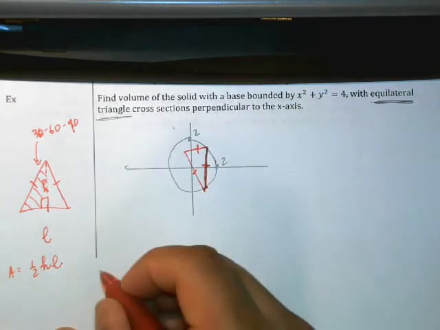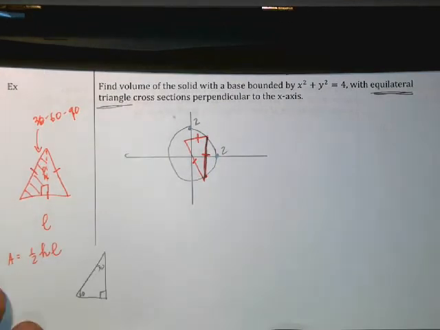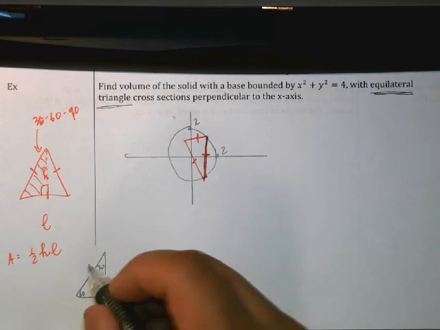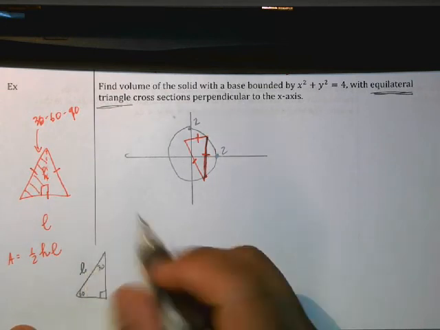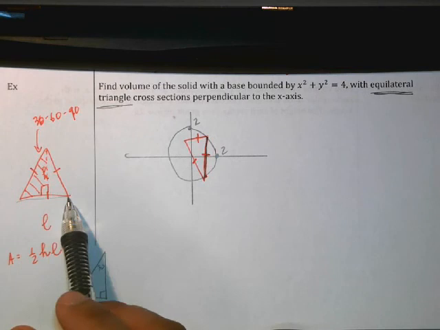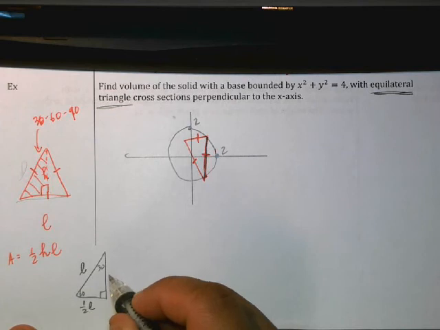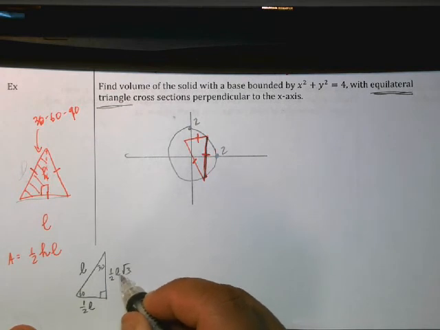Okay, so I need to draw a slightly different picture here. Okay. So we have a 30, 60, 90 triangle. This length we already know is L because it comes from the equilateral. So if this length is L, that hypotenuse is also L. That means this length is 1/2 L, and that means this length is 1/2 L square root of 3.